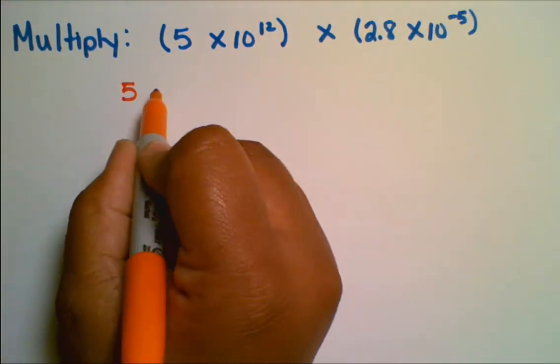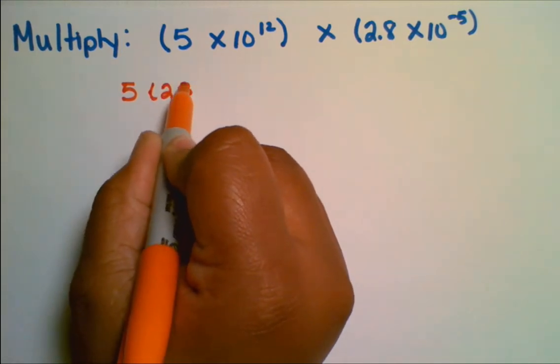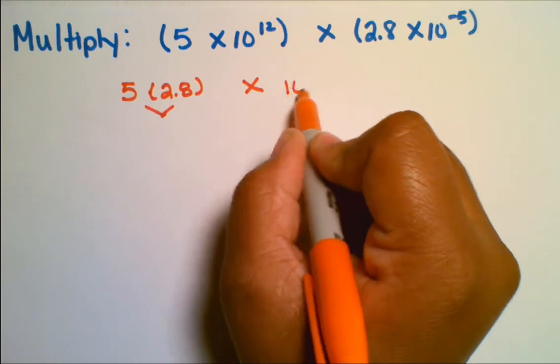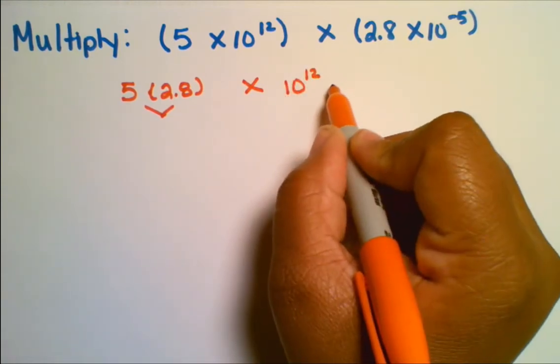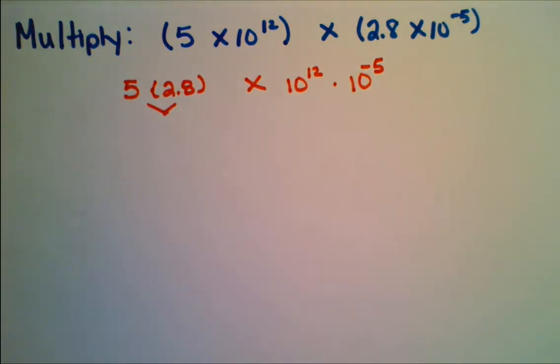So, we're going to combine 5 and 2.8 by multiplying, and then we have times 10 to the 12th times 10 to the negative 5. Now we're going to multiply 5 and 2.8 just like we would multiply any decimal number.